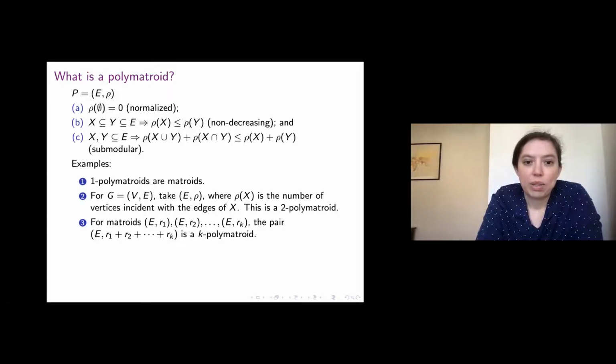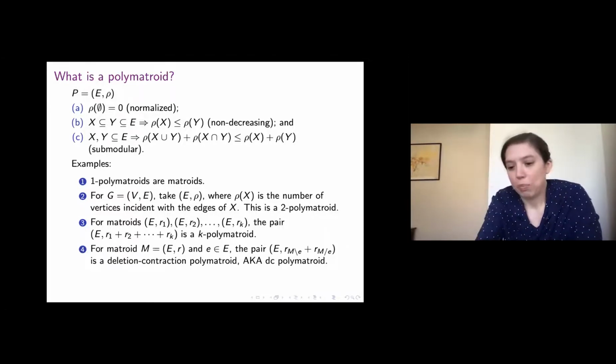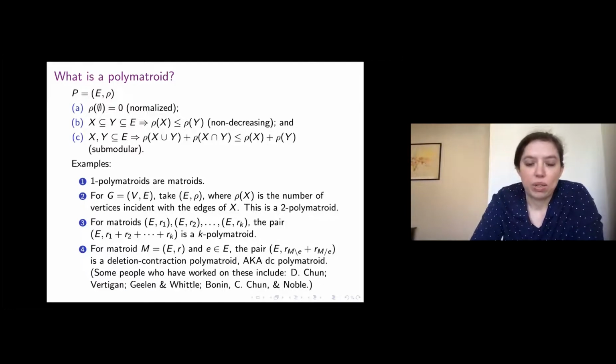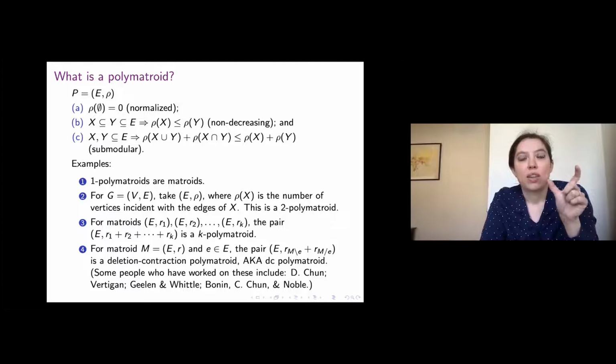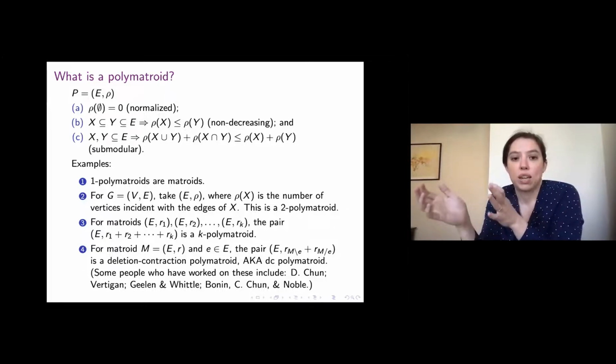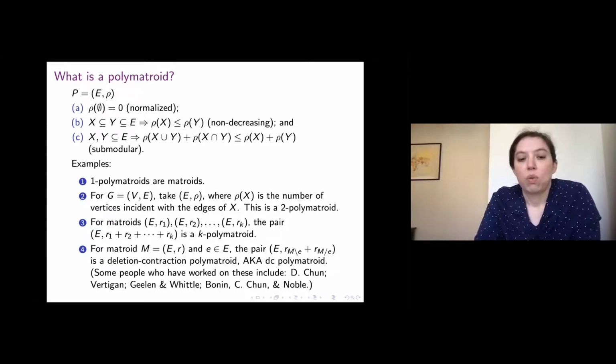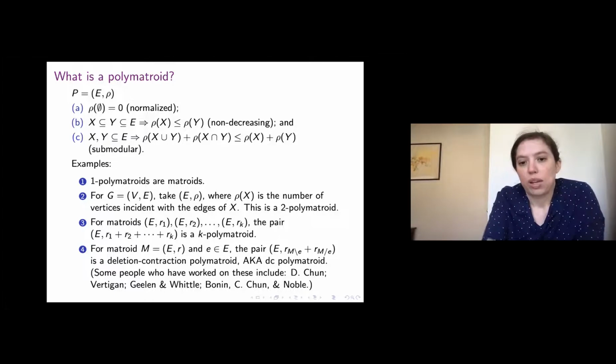And there's one other example that I'll put here, and this one's my favorite example. It's something that I've worked on before, but it's called a deletion contraction polymatroid, and it has cool properties. But you basically start with a matroid and you pick an element in it and you contract it and you delete it. So you contract it and you take the rank function and then you add it to the rank function of M delete E. So now you have a 2 polymatroid that came from a matroid in a particular way, and they're called DC polymatroids.